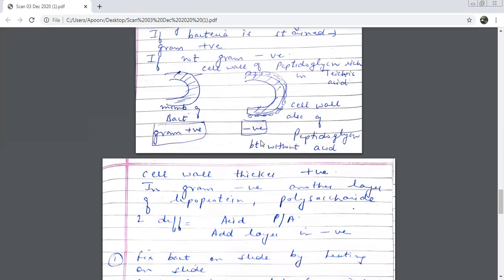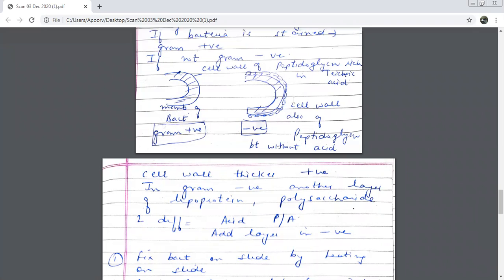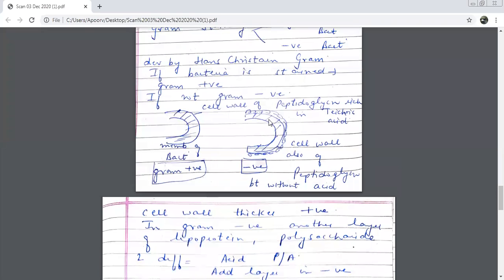The second difference, which your friend had already told you: in gram negative bacteria, we have another layer. See, I tried to draw a small extra layer here, very untidy. This is another additional layer, made up of lipoproteins and polysaccharides. So an additional layer comes in the negative one. This is made up of what? Lipoproteins and polysaccharides. Let us do the differences between both of them.